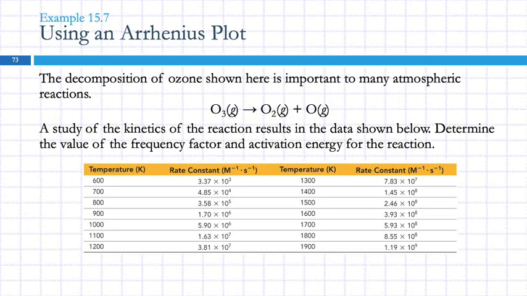Okay, so here we're looking at the decomposition of ozone, which is very important in a lot of atmospheric reactions. Ozone decomposes into oxygen and an oxygen atom. They studied the kinetics of this reaction, and these are the results they got, looking at it at different temperatures and measuring the rate constant. What do you think the order of this reaction is?